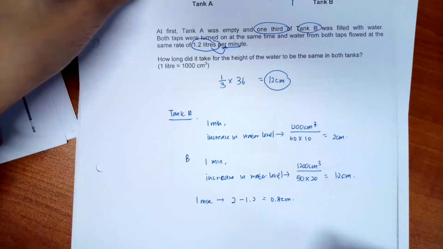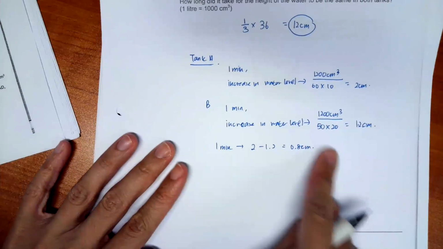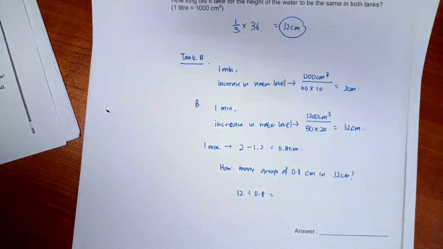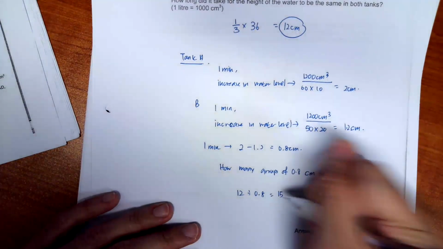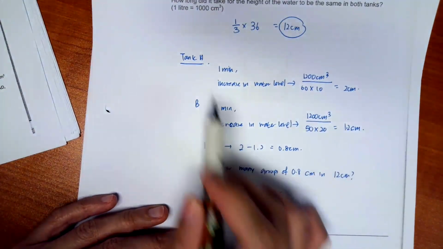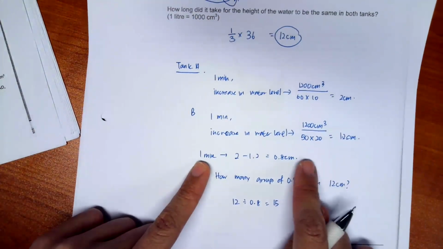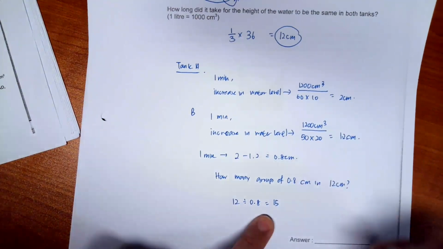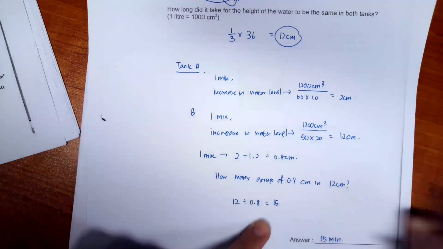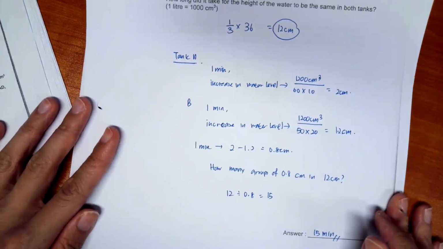So how many groups of 0.8 cm are in 12 cm? I'll take 12 divided by 0.8, and that would bring me to 15 groups. 15 groups means it's 15 minutes because 1 minute is 1 group. So there'll be 15 minutes. That's the answer. Okay, that's it.